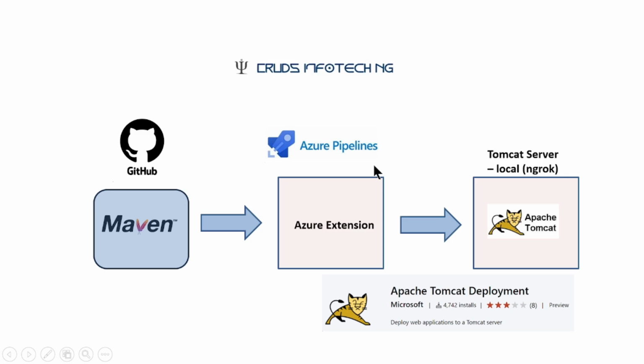Now Azure pipeline may not understand Tomcat server. So Azure pipeline, or my Azure DevOps, would need an extension, in the words of Jenkins, something like a plugin, so that my Azure pipeline would be able to deploy onto my Tomcat server. So let me go to my Azure DevOps and then find a suitable extension.